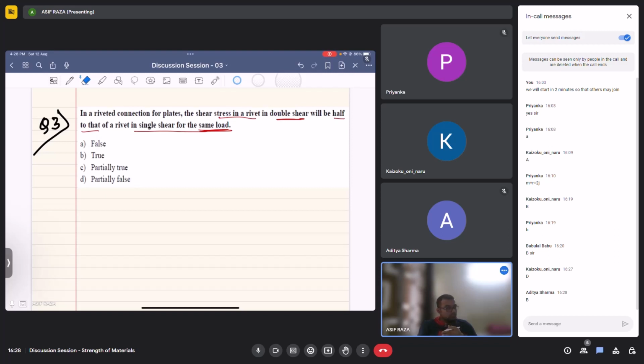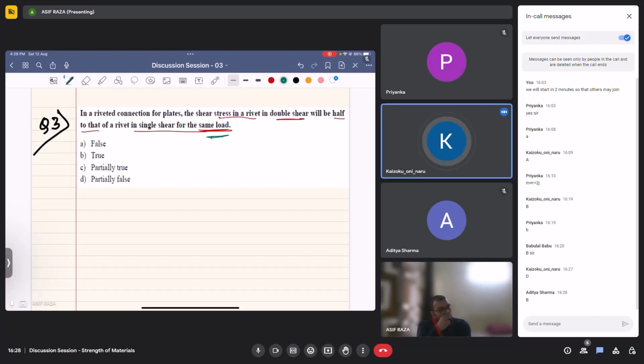Yes, Shiva, am I audible to you? Yes, sir. So it depends upon the force. If one force is acting more than another plate, no, sir. No, but in the question it's given that it's the same load, right? Yes, sir. The question says same load, and the distinction is in double shear and in single shear.